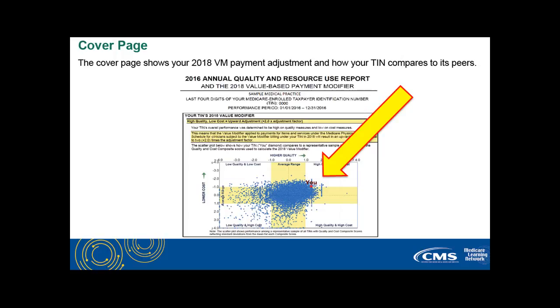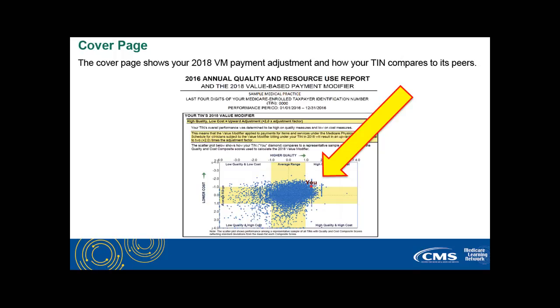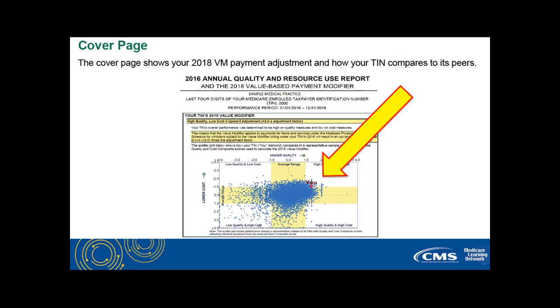So the sum total of their performance in 2016 is reflected in 2018 by this measure of performance. And we'll walk through how CMS came to this conclusion as we move forward.